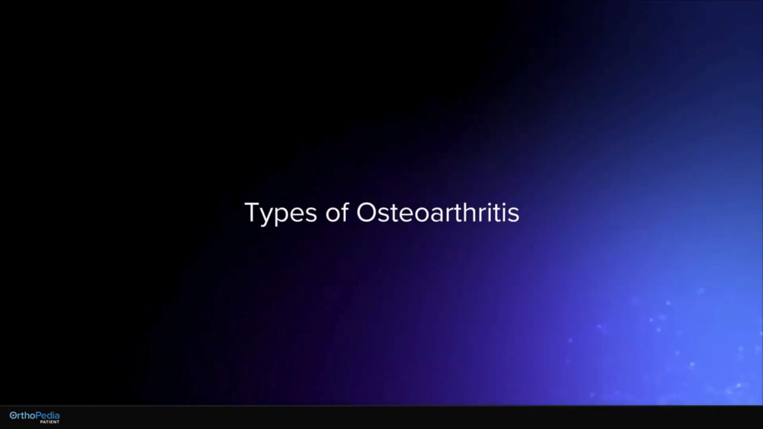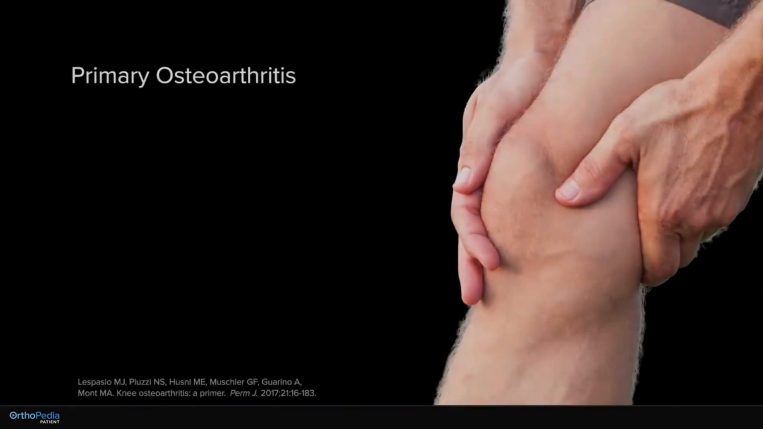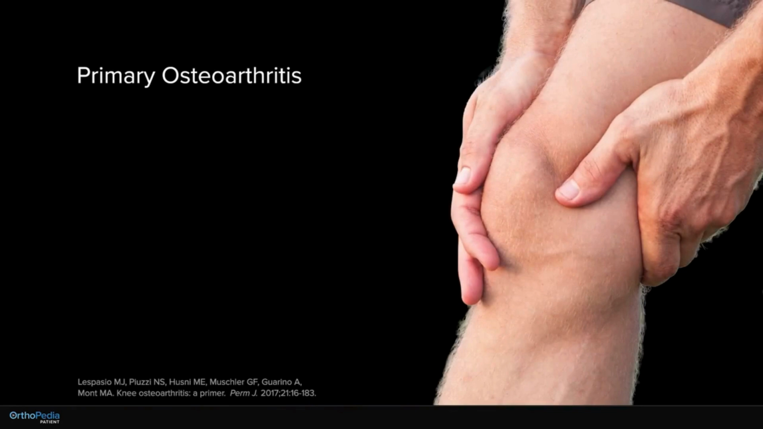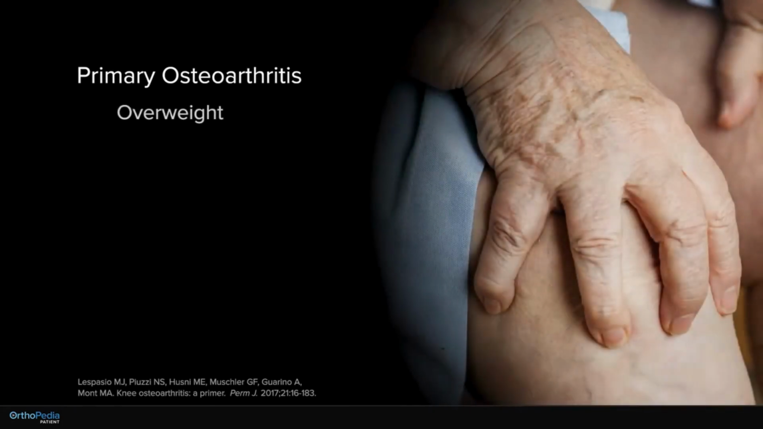Breaking it down, there are 2 kinds of osteoarthritis: primary and secondary. Primary osteoarthritis is the wearing down of cartilage that happens on its own. However, several factors have been shown to play a role in its development. Overweight patients place more stress on their knees with every step they take, overloading the meniscus and articular cartilage.